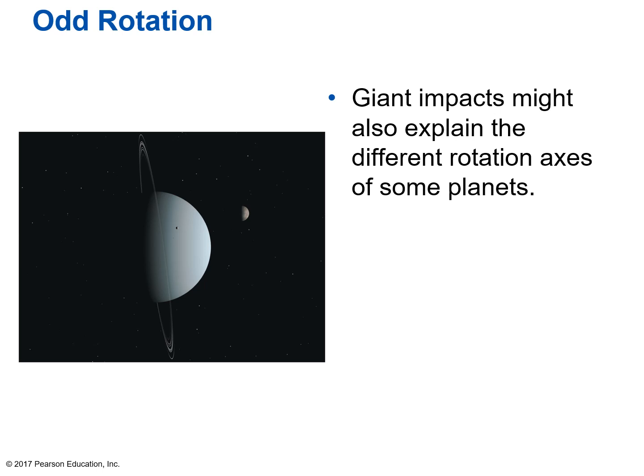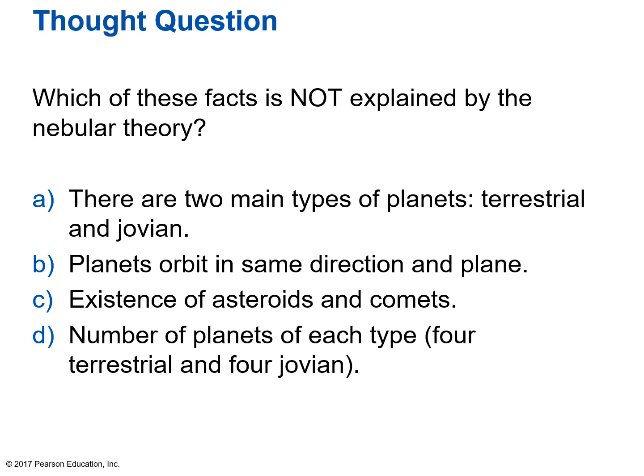A good theory of the solar system's formation should explain odd rotations. So it is thought that giant impacts may explain the different rotation axes of some of the planets, notably Uranus, as you see here. Notice even its rings are on their side, and Venus, which is upside down. As we conclude, here's a thought question. Which of these facts is not explained by the nebular theory?